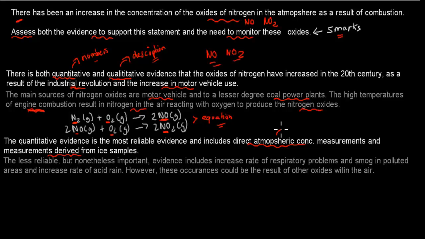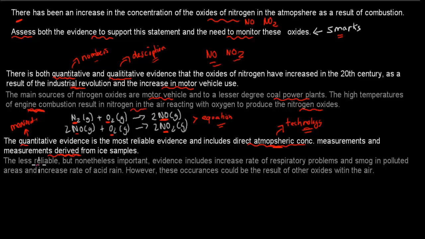Remember, this direct atmospheric concentration measurement was really accurate, but the technology that we need to make this happen has only been around for a few decades. So these ice samples let us compare concentrations from more than 100 years ago, whereas direct concentration measurements have only been around for a shorter time. But they're the most reliable. So the quantitative, the direct measurements, are the most reliable source. But we also have the qualitative ones, and we'll go over those as well.